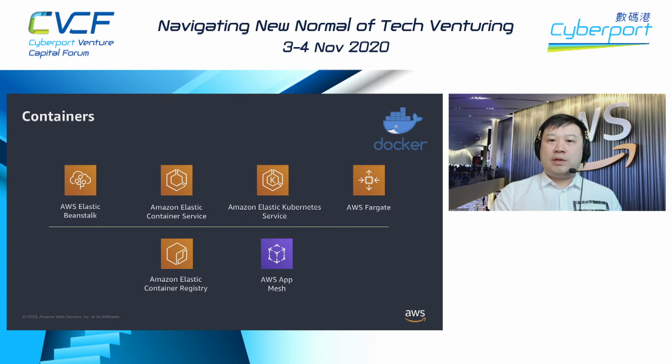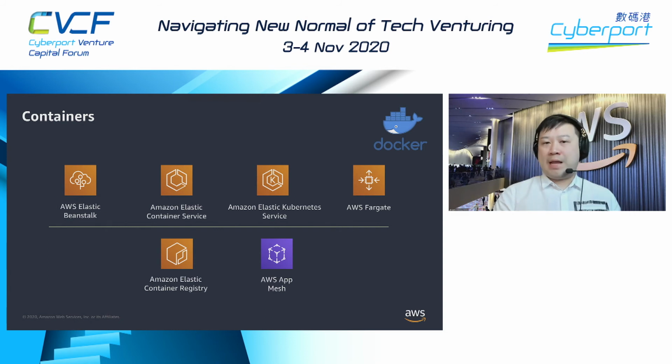AWS has multiple container services for working with Docker. If you're developing a monolith in Docker, Elastic Beanstalk provides a simple way for you to deploy and scale your application. Amazon Elastic Container Service or ECS and Amazon Elastic Kubernetes Service or EKS are managed container orchestration services for running your containers. AWS Fargate makes it possible to run your containers without having to manage any underlying EC2 instances.